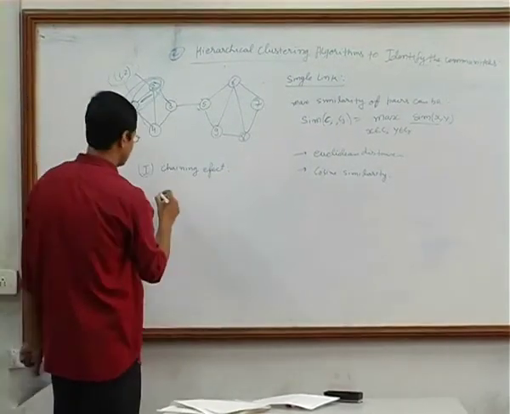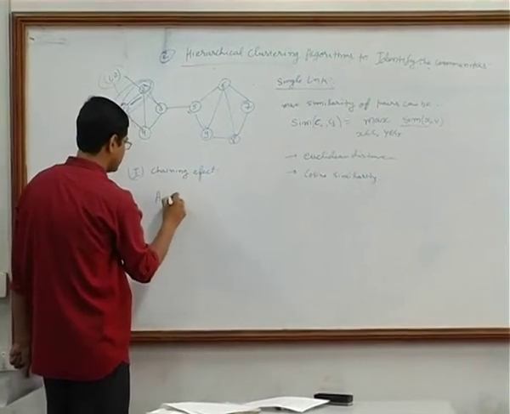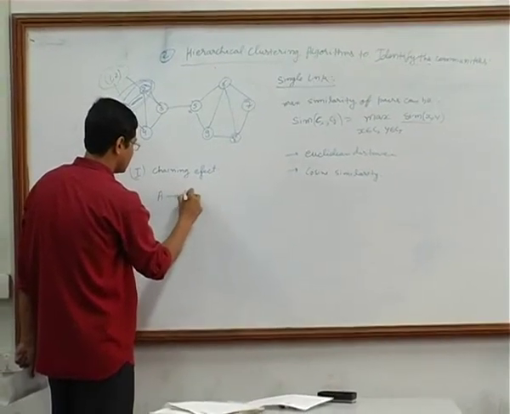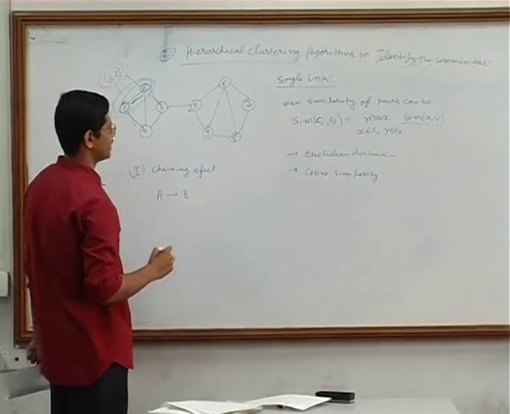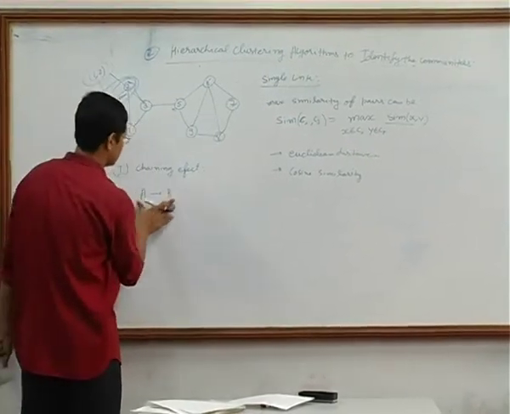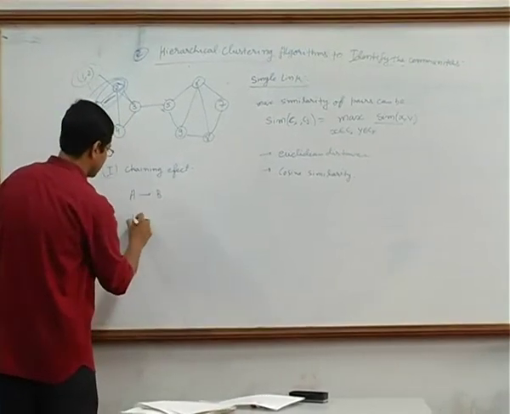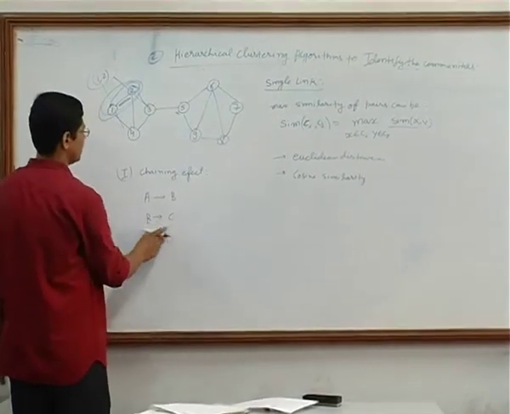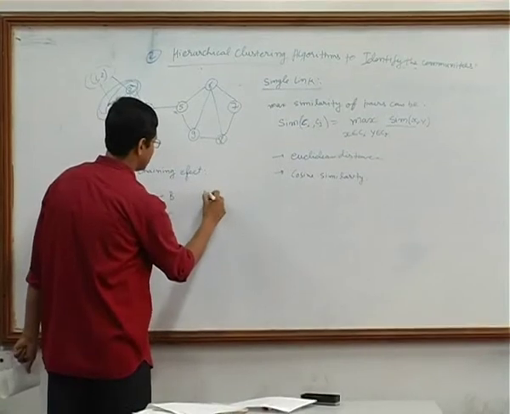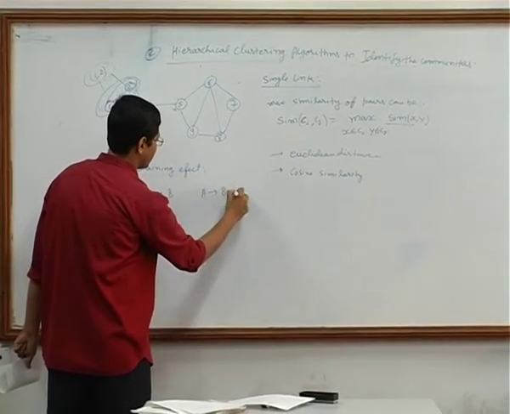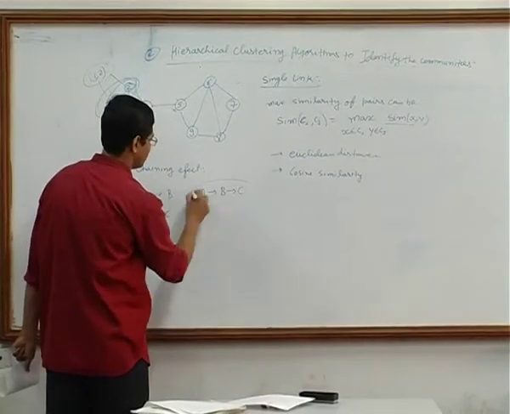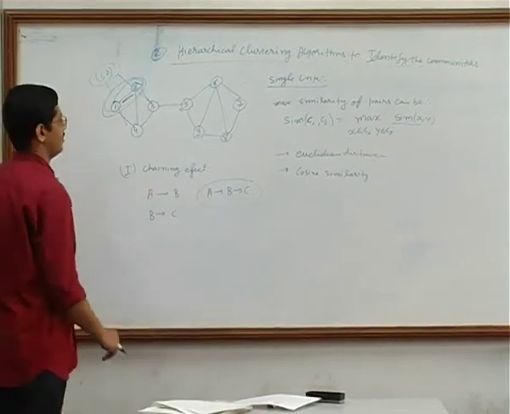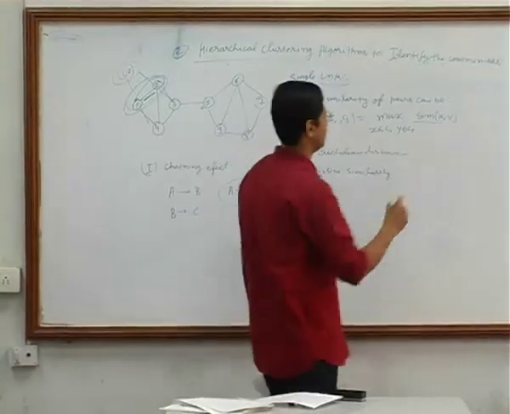Chaining effect means, suppose A is similar to B or shows maximum similarity with B, and B shows maximum similarity with C, then according to the chaining effect it will behave like this. It will be clear from this picture.